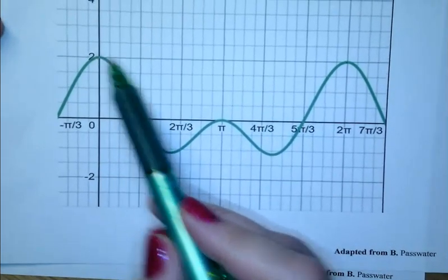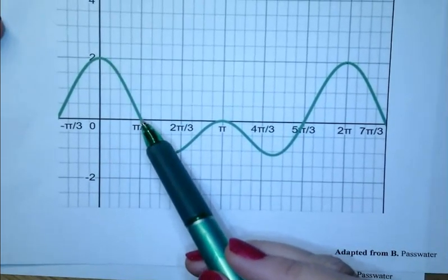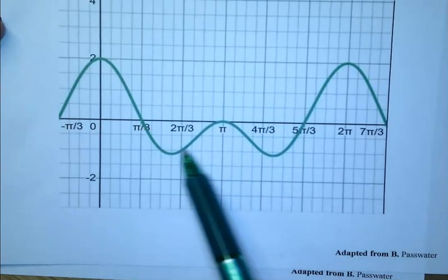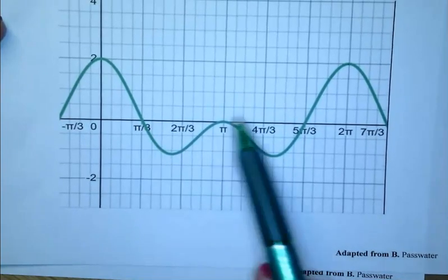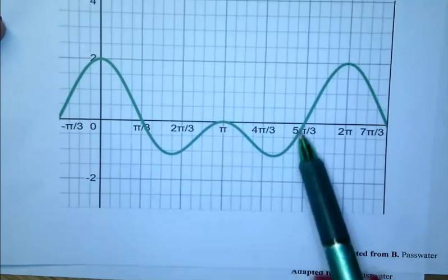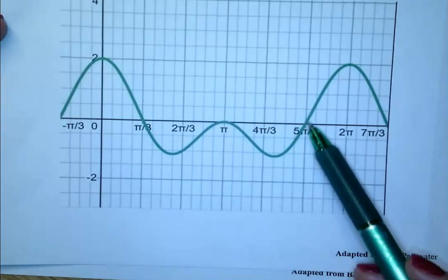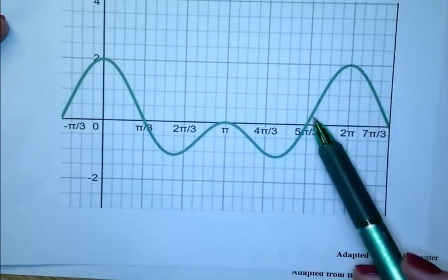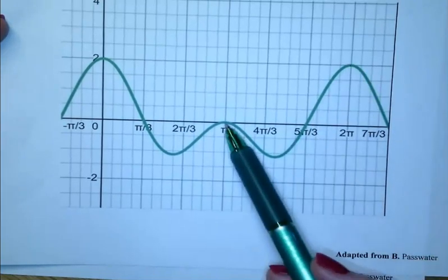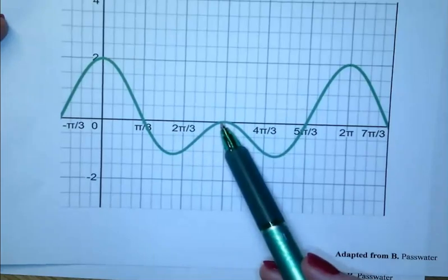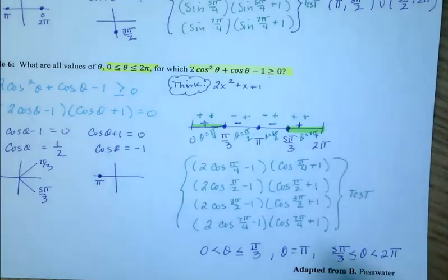The y values from 0 to pi over 3 are all positive. The y values from pi over 3 to pi are all negative. The y values from pi to 5 pi over 3 are also negative. And then the values from 5 pi over 3 to 2 pi up here are positive. And so even though these two sections were negative, that one point in the middle is still included as part of our solution set.